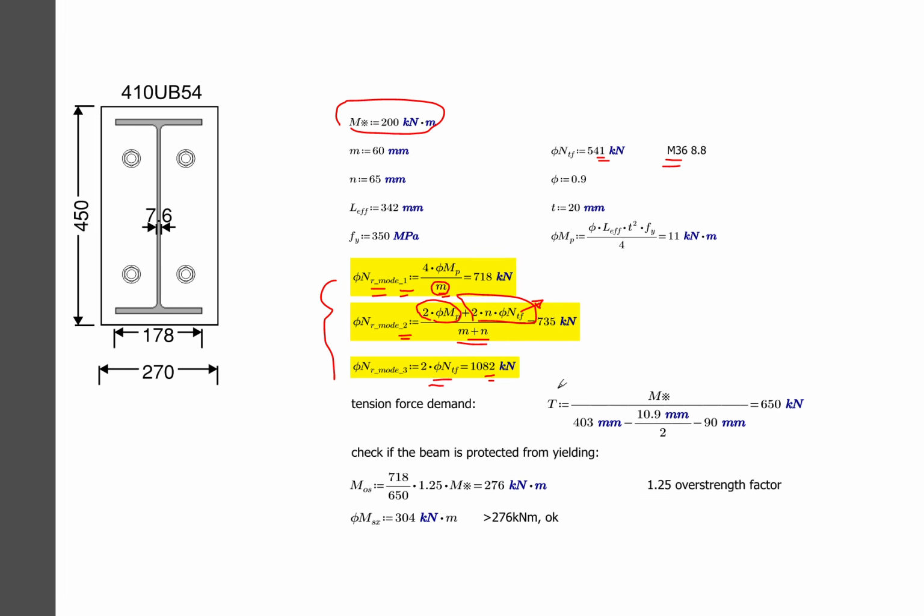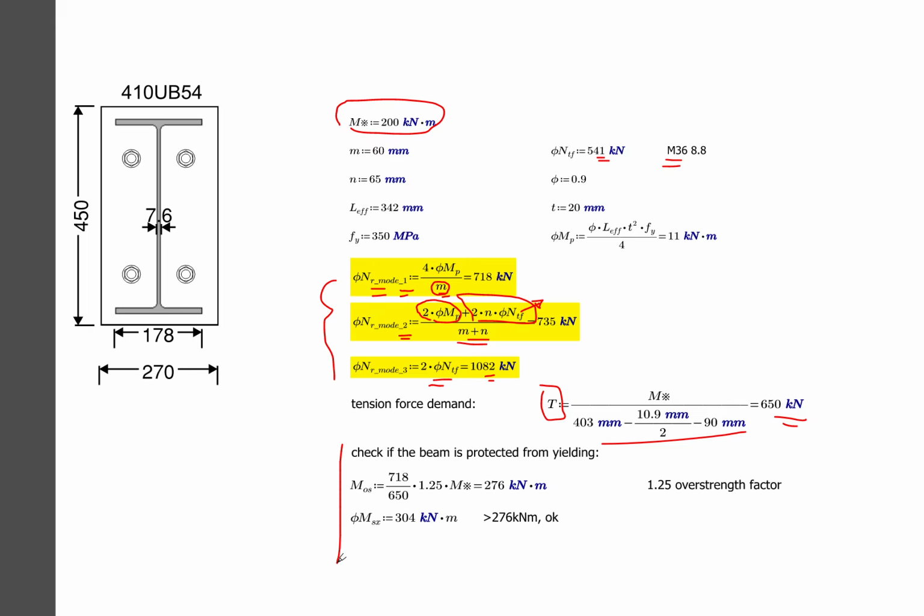Then we need to figure out the tensile force when the plate is lifting up. What is the force generated there? That is the moment divided by your lever arm. I will go through that. That gives you a 650 demand, and you are providing a minimum of 718 kilonewtons, which is good. It means your connection design is valid, and it's also a very ductile design.